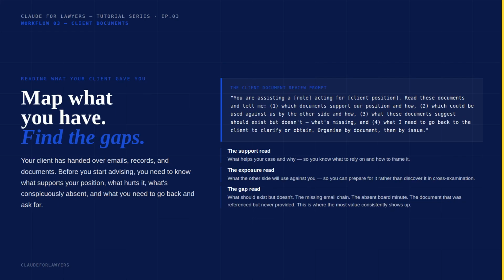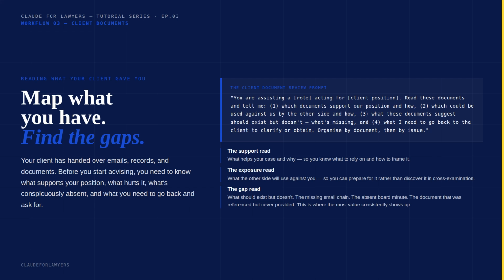Workflow 3. Client documents and correspondence. Your client has handed over a folder of emails, records, and documents. Before you start advising, you need to know what supports your position, what hurts it, what's conspicuously absent, and what you need to go back and ask for.